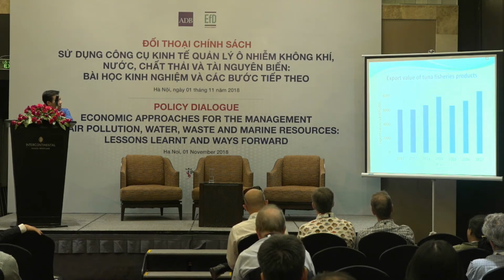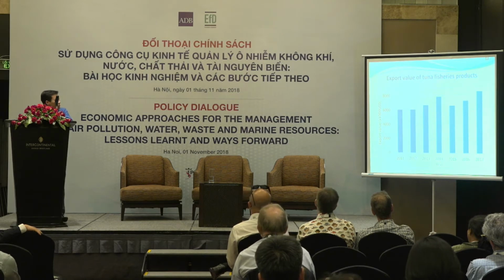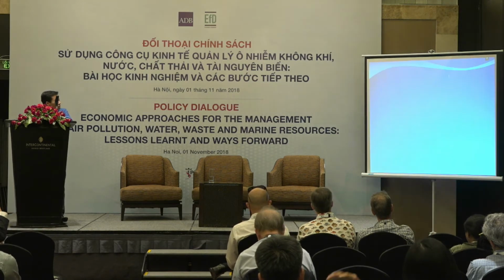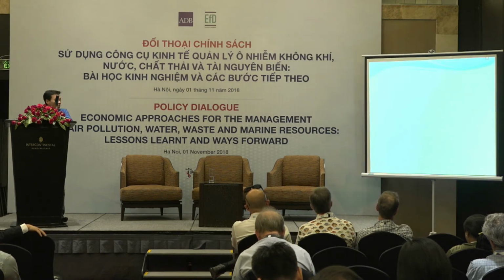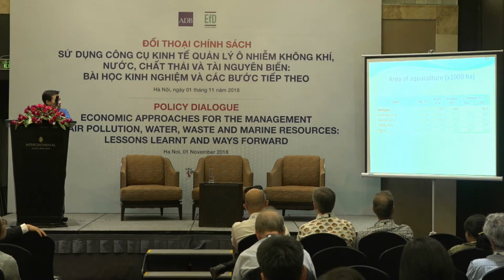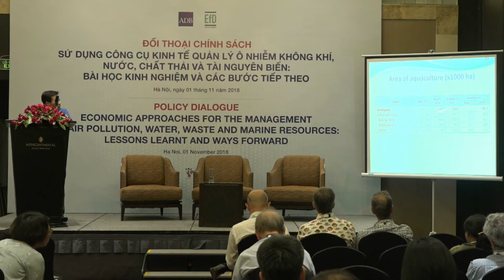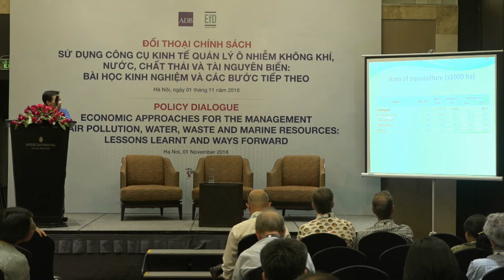This is the export for tuna as well. I'm coming to the aquaculture now. Because I have very limited time, you see this is the aquaculture area for the shrimp and pangasius. This is a key species in aquaculture in Vietnam.